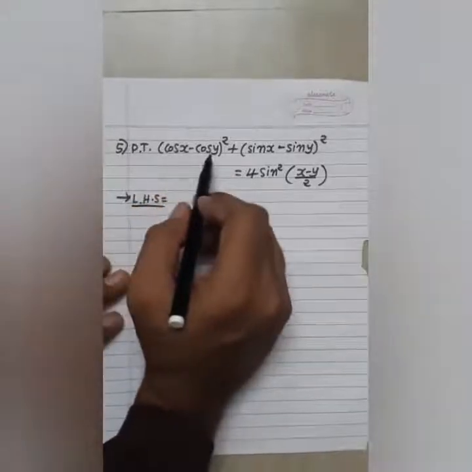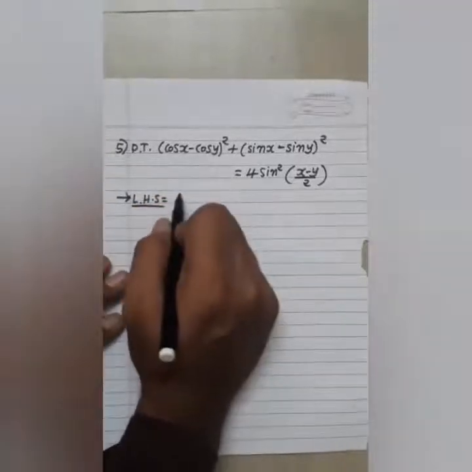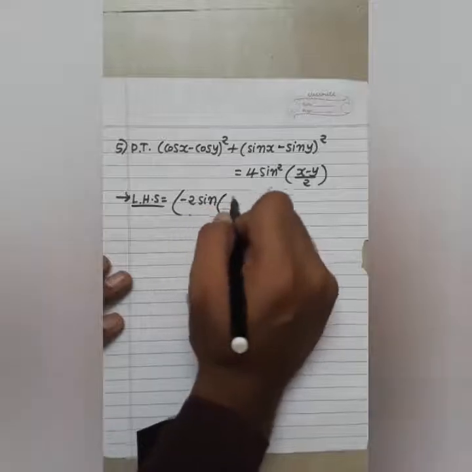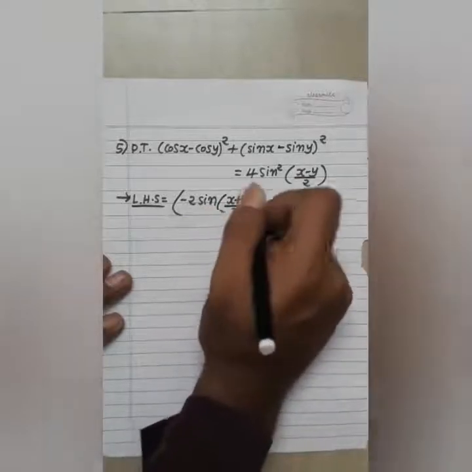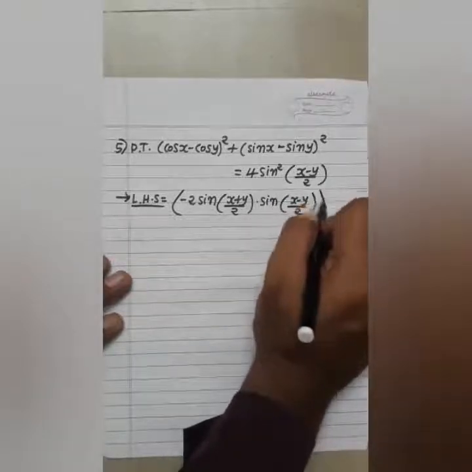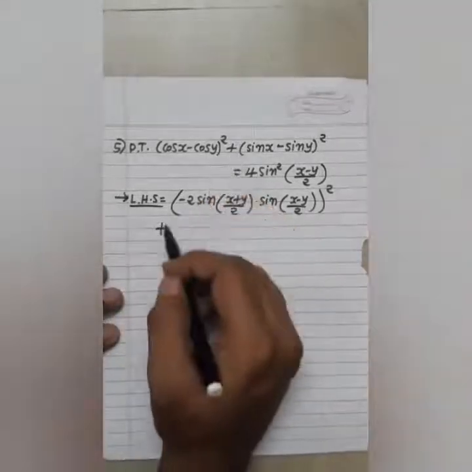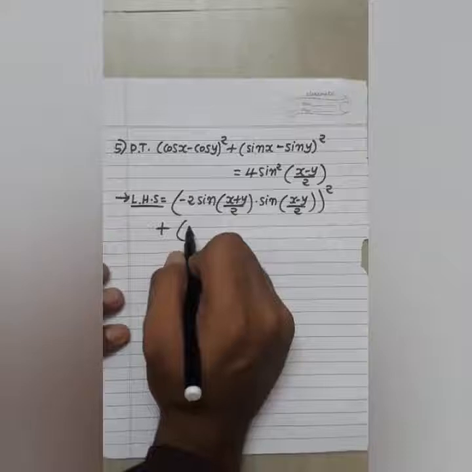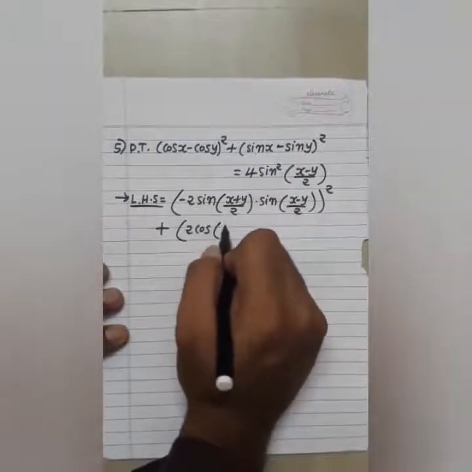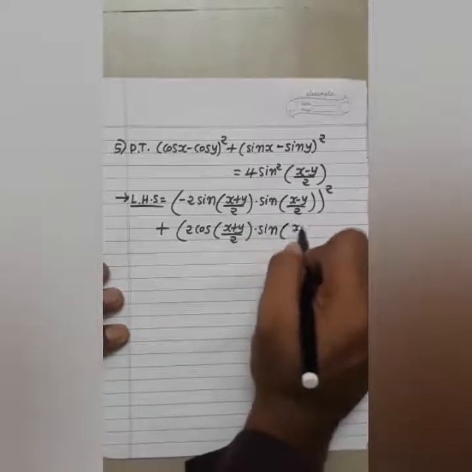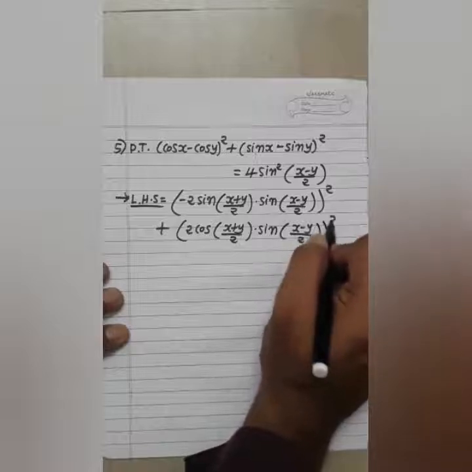In the first bracket apply the identity cos C minus cos D, that means minus 2 times sin of (x plus y) divided by 2 into sin of (x minus y) divided by 2, whole square. In between there is a plus sign. In the other bracket, sin C minus sin D, that means 2 cos of (x plus y) divided by 2 into sin of (x minus y) divided by 2, whole square.